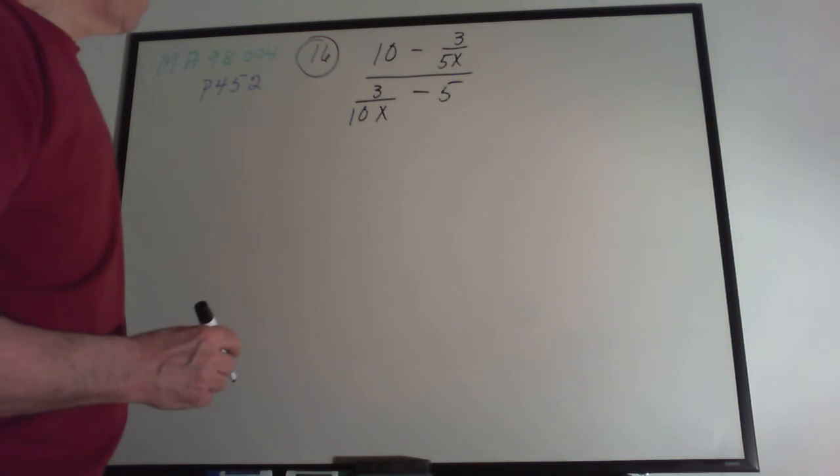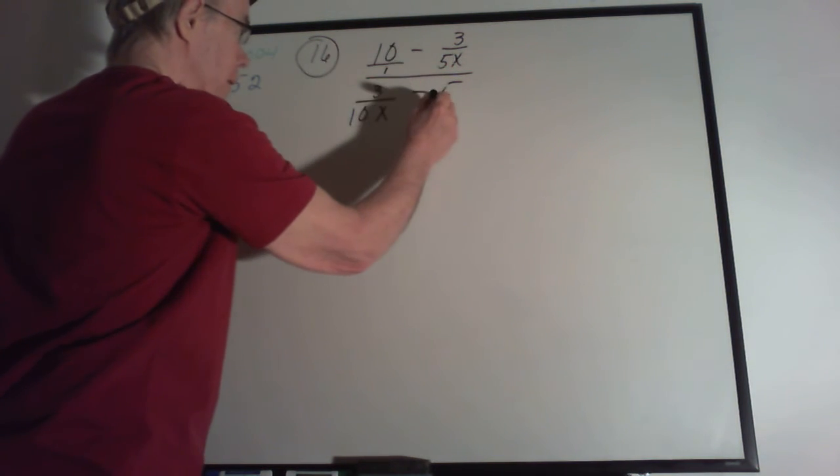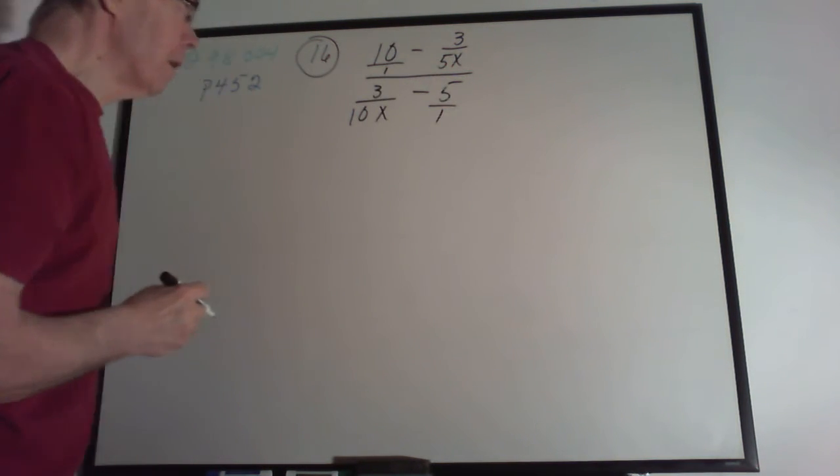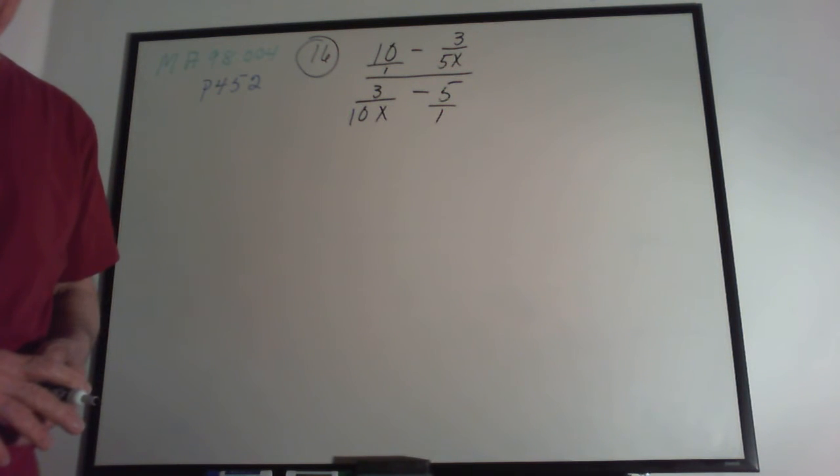All right, this is number 16. This has a denominator of 1, and this has a denominator of 1. Find a common denominator, then find the new numerators, and simplify. Pause the video, give it a try.